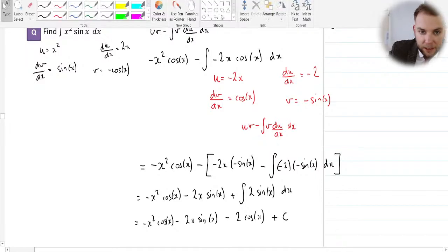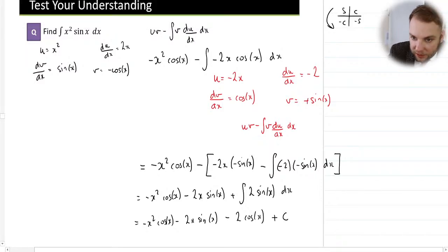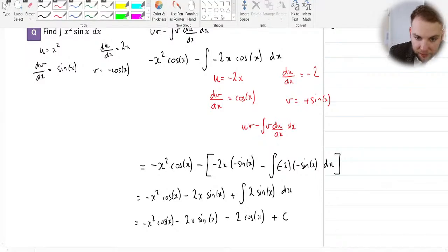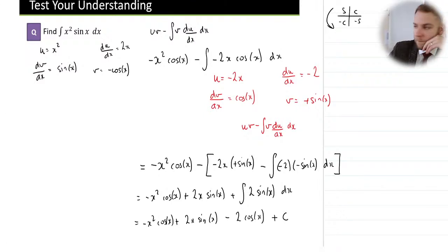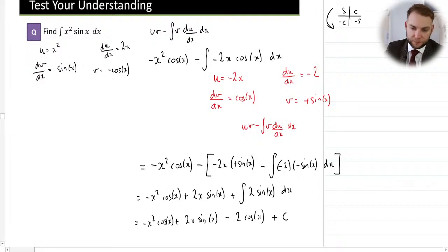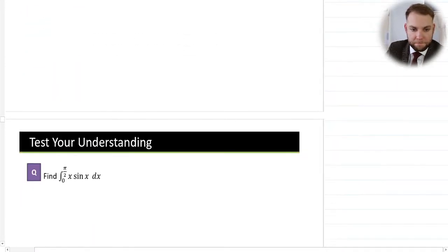I've made a mistake there. The integral of cos x is plus sine, so that there is annoying. Plus sine, which makes this a plus and makes this a plus. Brilliant. It's very easy to make those little mistakes in these questions. Alright, super.